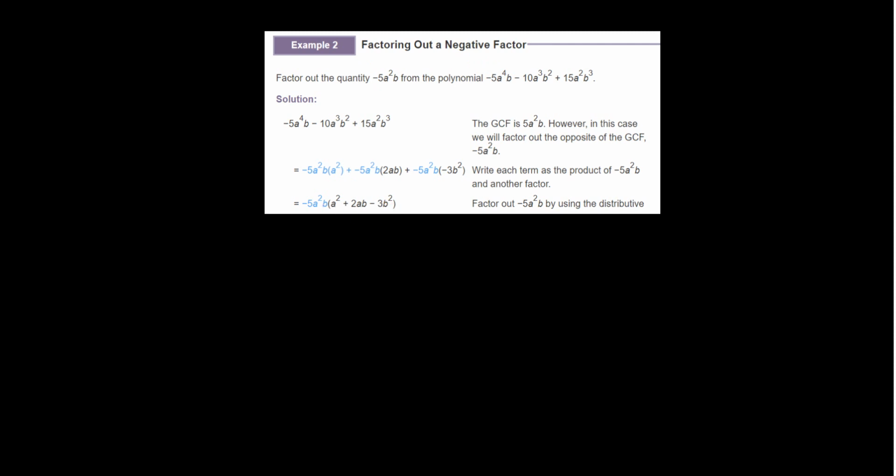Nothing tremendously different. We're just factoring out a negative number instead of a positive number. So same as example 1.